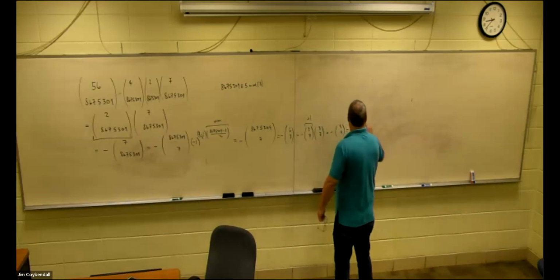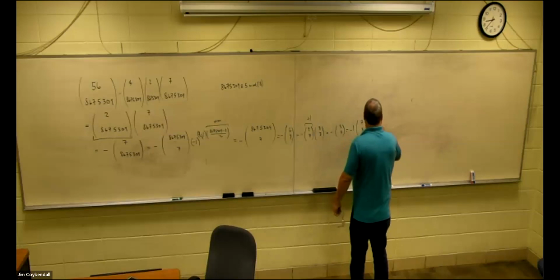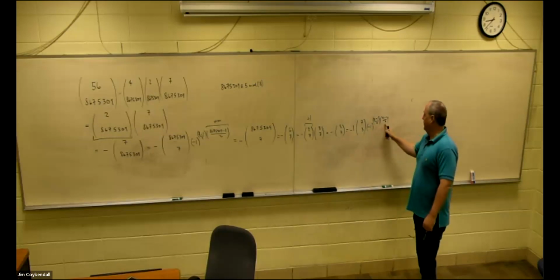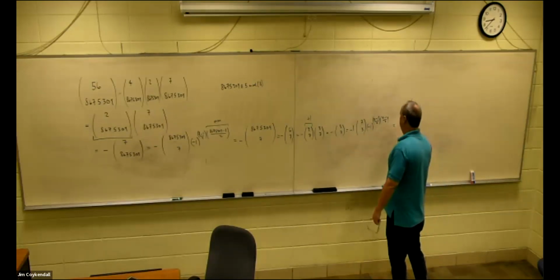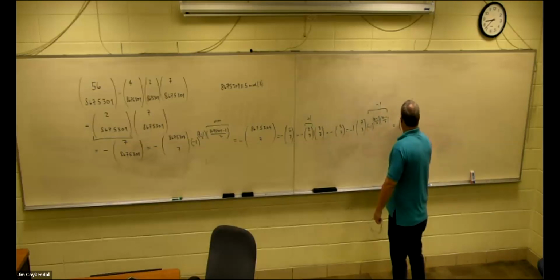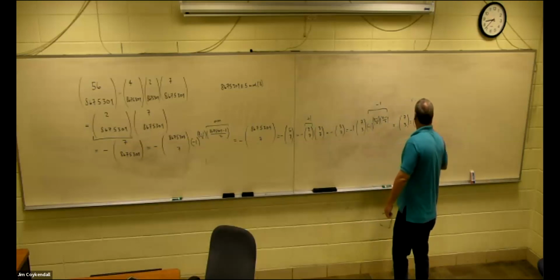7 over 3, and this one's fun because this is 7 minus 1 over 2 times 3 minus 1 over 2. And these are both odd. That's a 3 and that's a 1. So this is going to be minus times minus is plus. So it's 7 over 3, which is 1 over 3, which is 1.